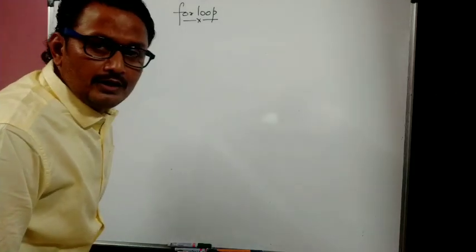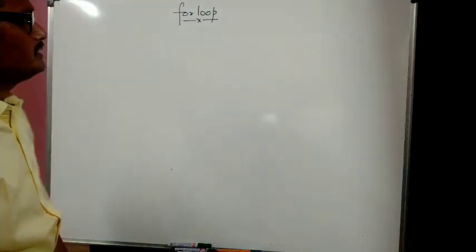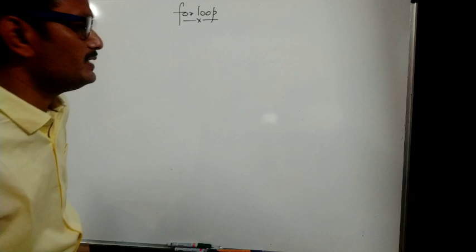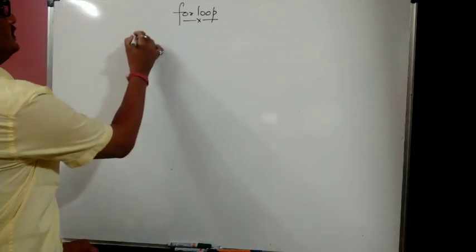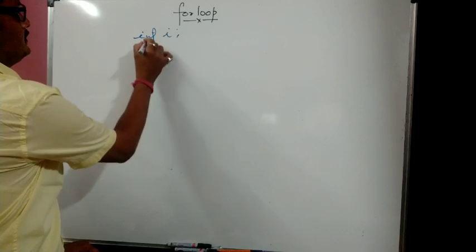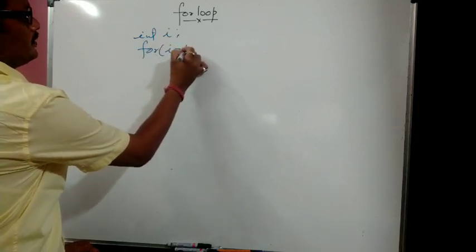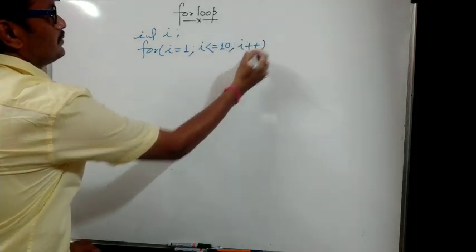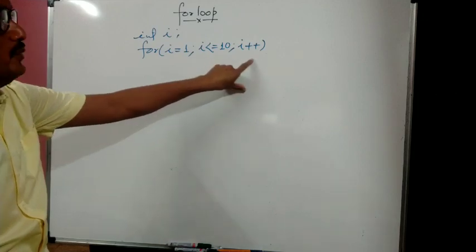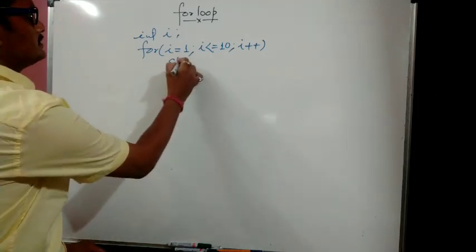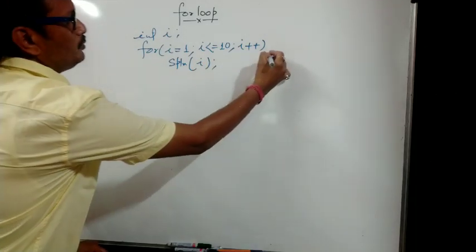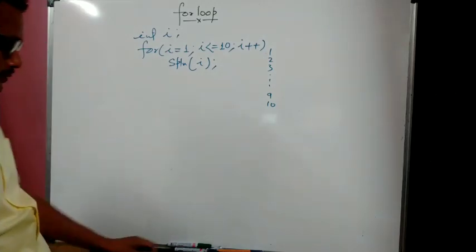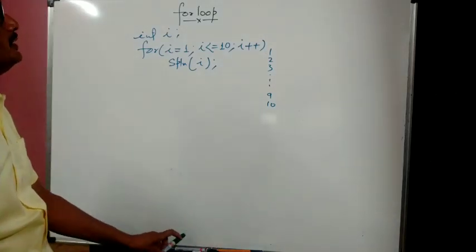Hello children. Last day I explained about the for loop, how it works. Just a revision of the for loop. Check it once. This is integer I. Suppose you want to print 1 to 10. So the starting value will be 1, ending value will be 10, and increment will be what? Increment will be 1. And when you write System.out.println(I), your output will be 1 2 3 ... 9 10. This is a way to work in a for loop.